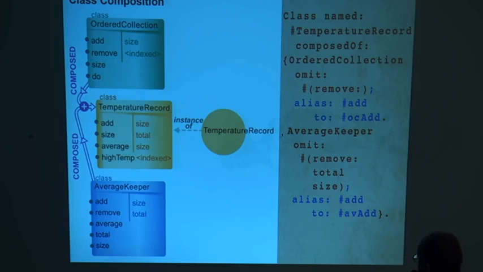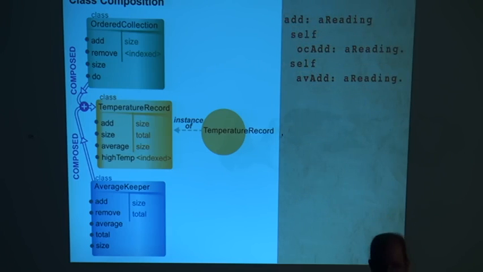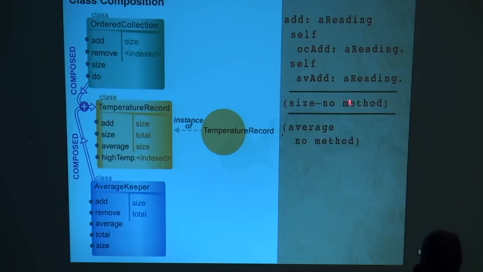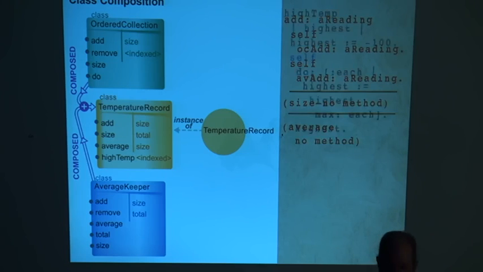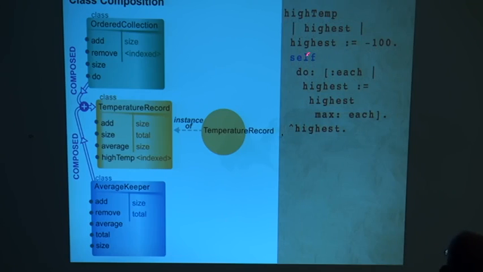We have a legitimate object that has the methods composed that we wanted to have composed. Well, not inherit. And our code looks like this. For add, we say self OC add and self AV add, because we've aliased those. So that invokes those two methods that we've got by composition. This size method has been composed in, and so is this average method. And once again, we have a high temp, and here we're just saying self do, and it does its thing like it always has.